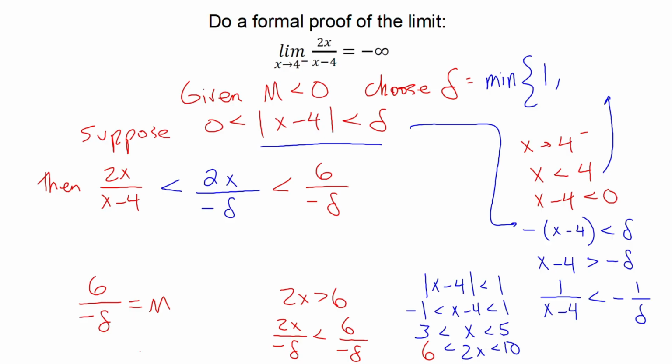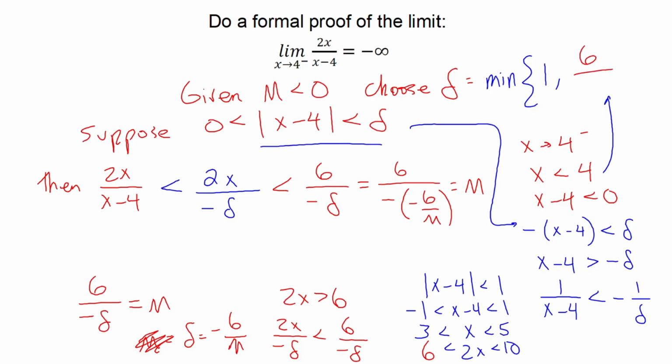Which means that delta is going to be negative 6 over M. So this is equal to 6 over negative 6 over M, which is just M. So we'll choose the minimum between 1 and negative 6 over M as our delta here.